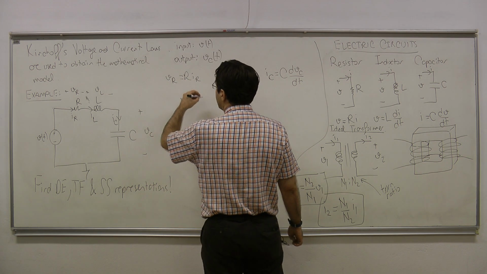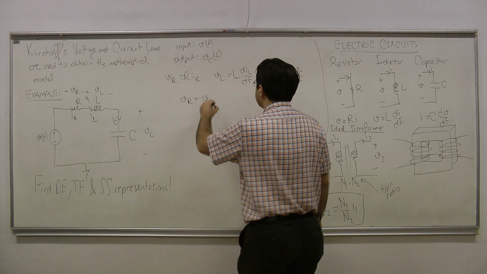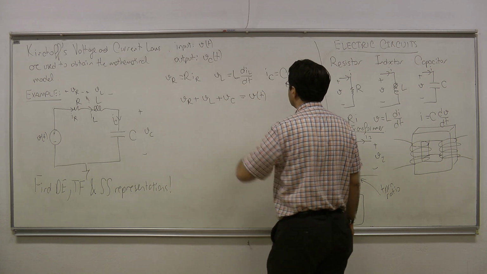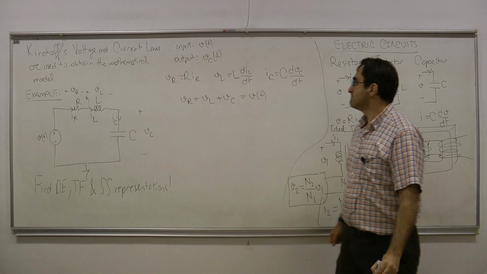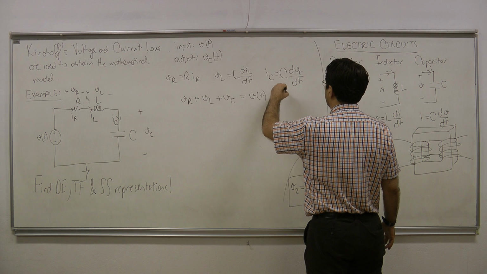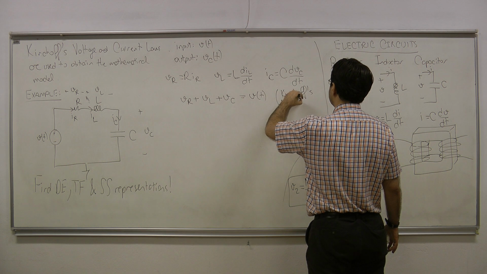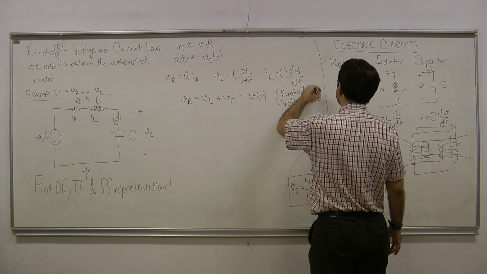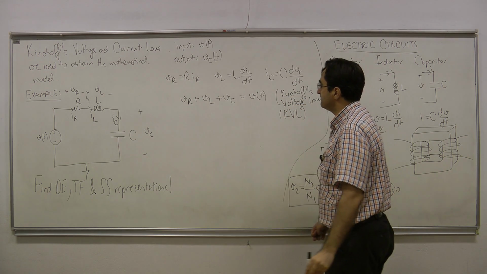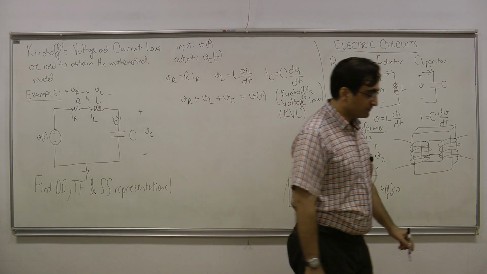If I sum VR plus the voltage on the inductor plus the voltage of the capacitor, then this is going to be equal to the input voltage. In electrical engineering terminology, this is called Kirchhoff's voltage law, or sometimes we call it KVL. So the summation of the voltages here should be equal to the source voltage.